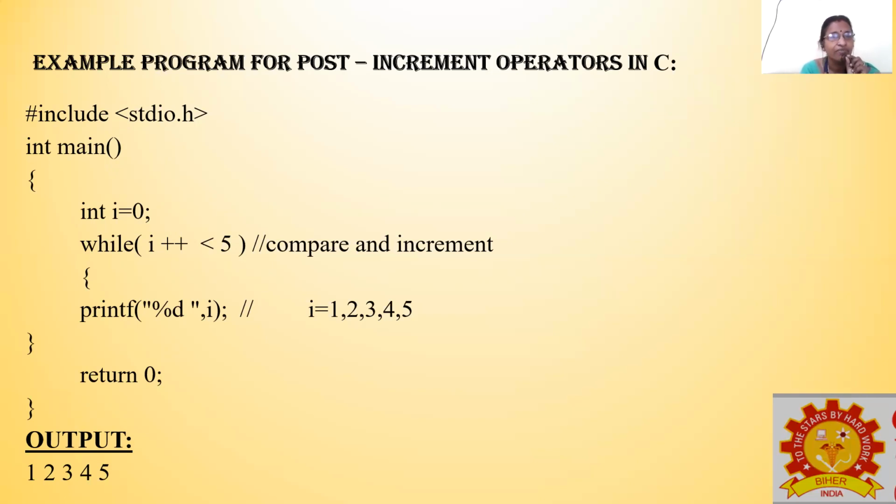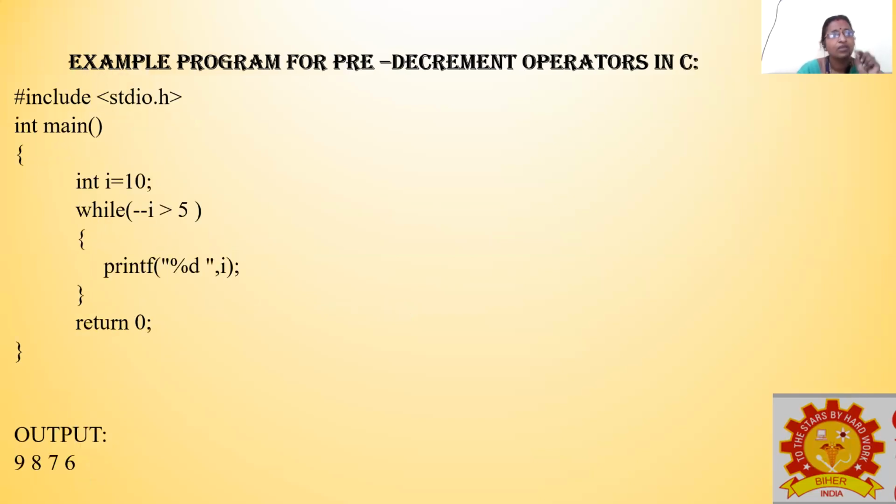What have we done here? We have done the post increment operation here. So first the comparison operation is done, followed by the increment operation. So this is a very good example for the post increment operator.